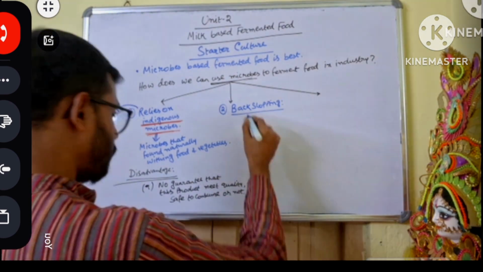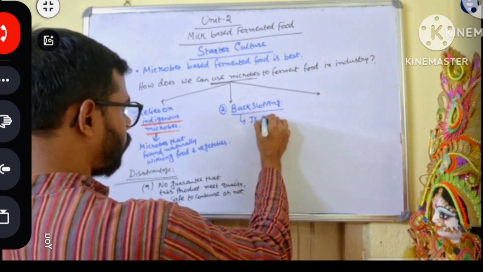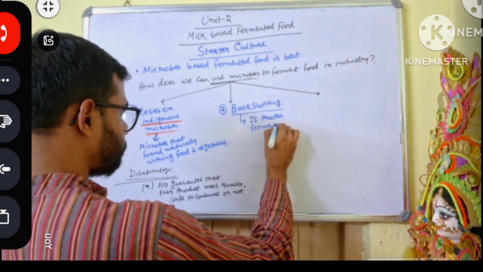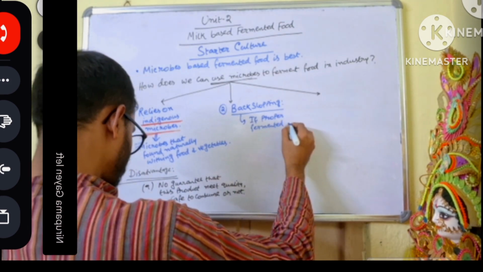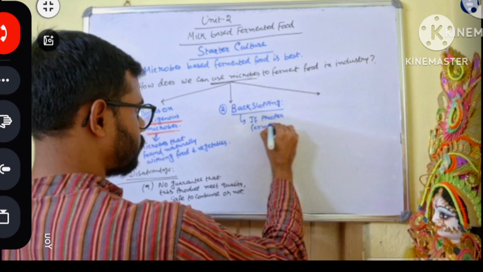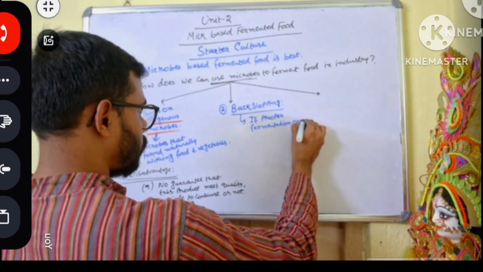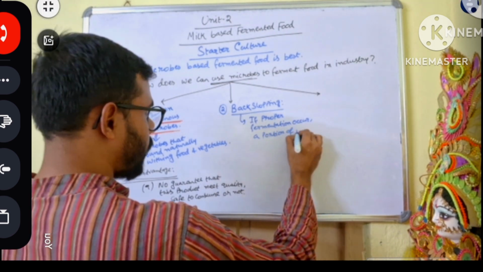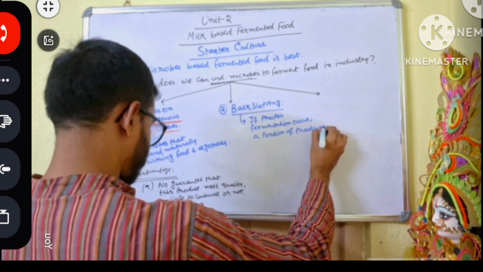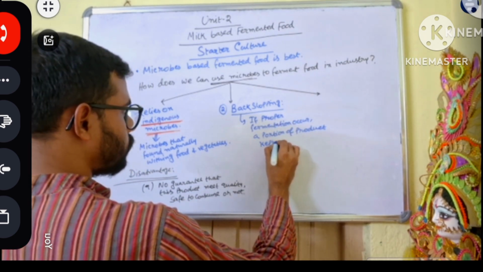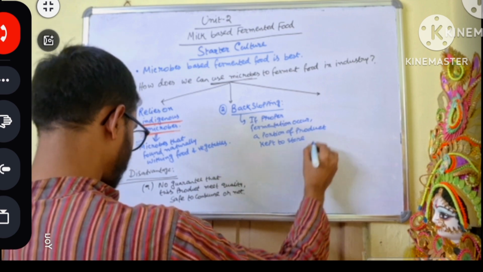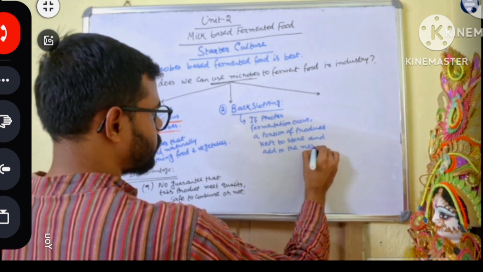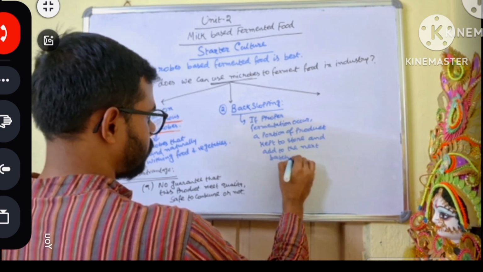Back slopping. It means if proper fermentation occurred in a fermented food, a portion of the product is kept to store and added to the next batch of fermentation.